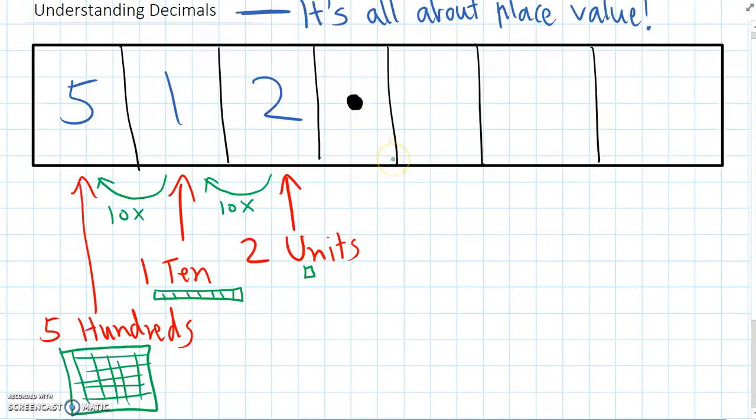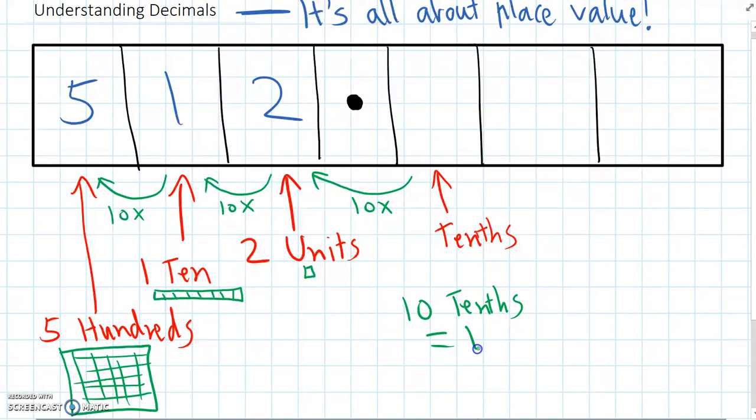And the way that decimals work is we're just getting smaller every time. So the place value below the decimal point is called the tenths, and there are 10 tenths in 1 unit. So the units are 10 times bigger. 10 tenths equals 1 unit. So tenths are smaller than 1 unit. And if we had a block to show that, it would be only 1/10 the size. It would be a thin line.